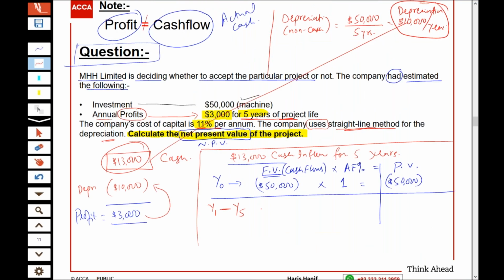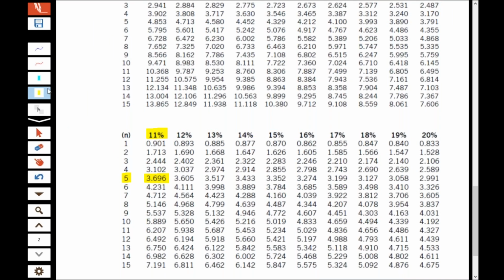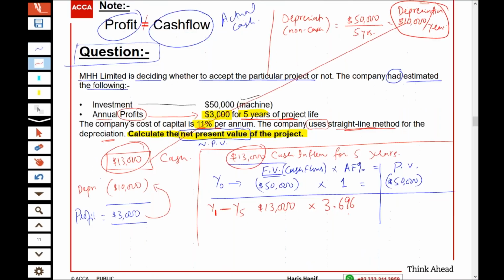And what is the annuity? The annuity is 13,000, that is $13,000 for 5 years, multiplied by 3.696. 3.696 is from the annuity sheet, 11% on 5 years. 3.696 multiplied by 13,000 is 48,048.